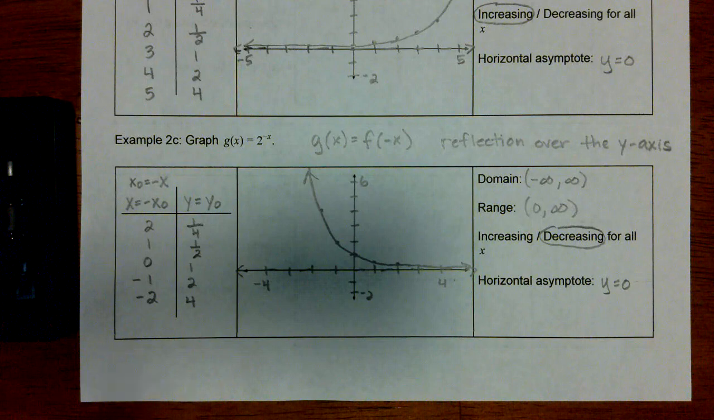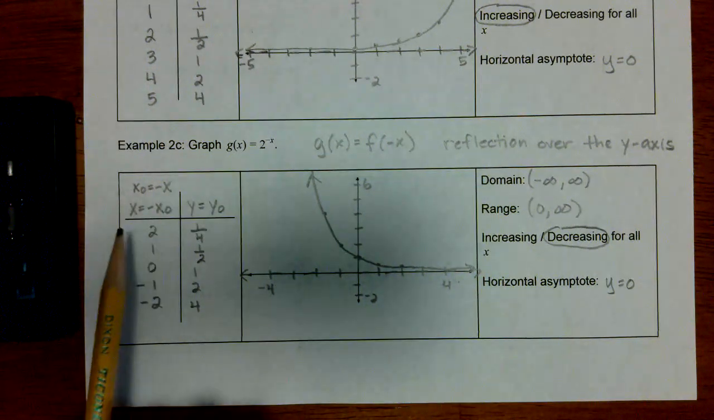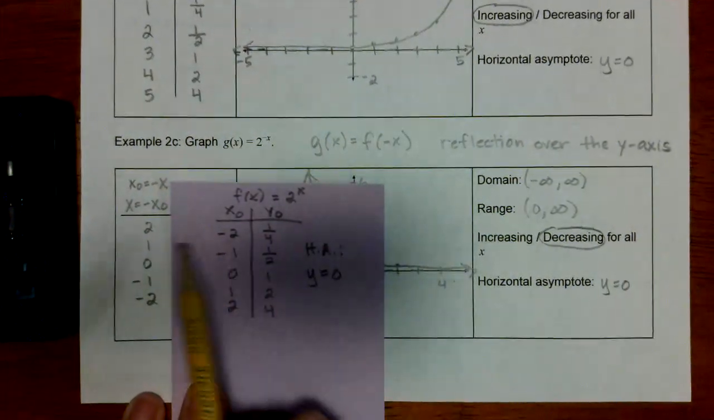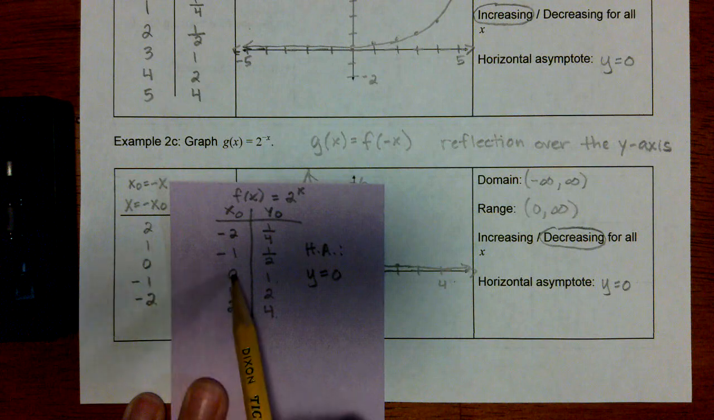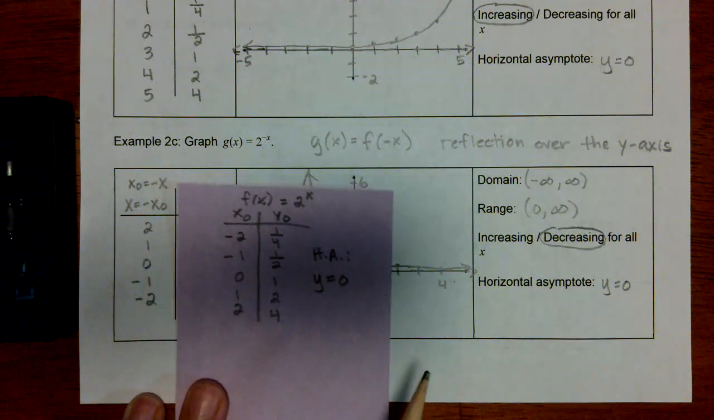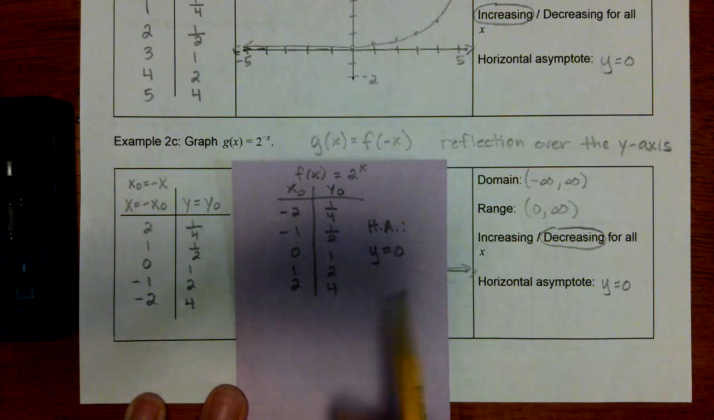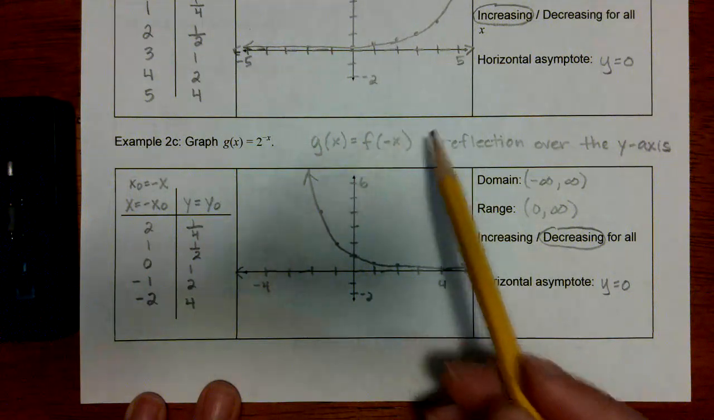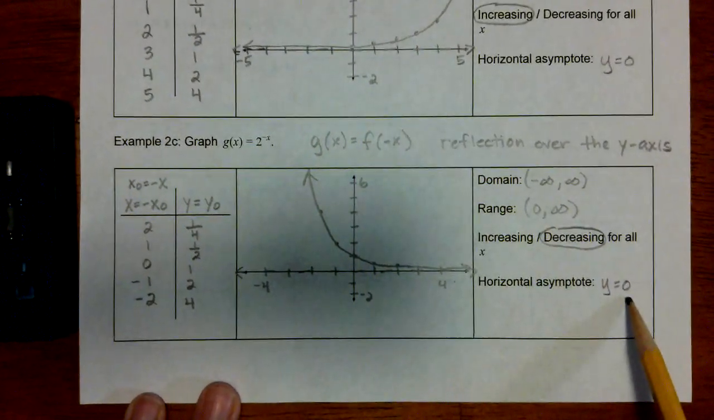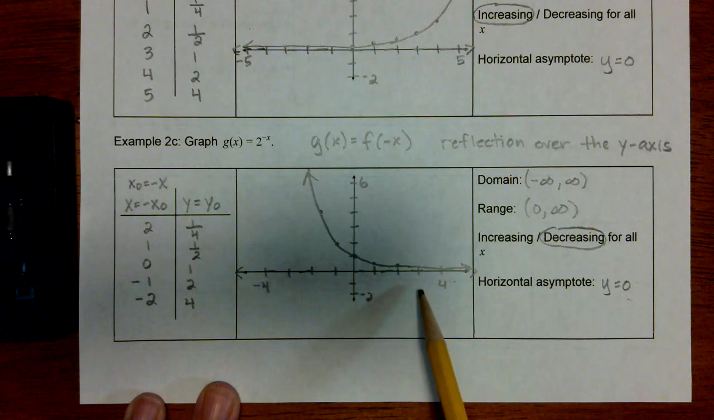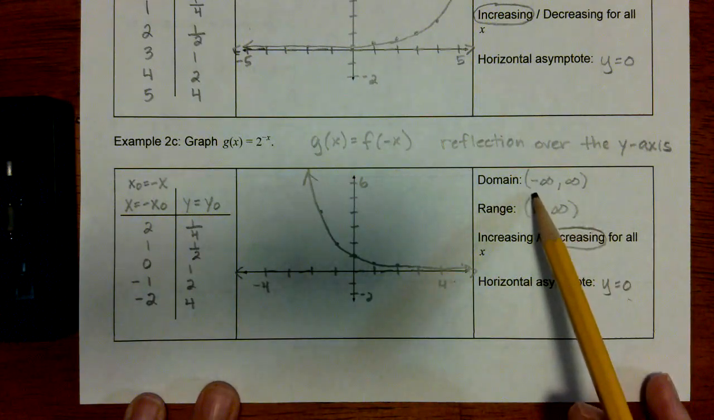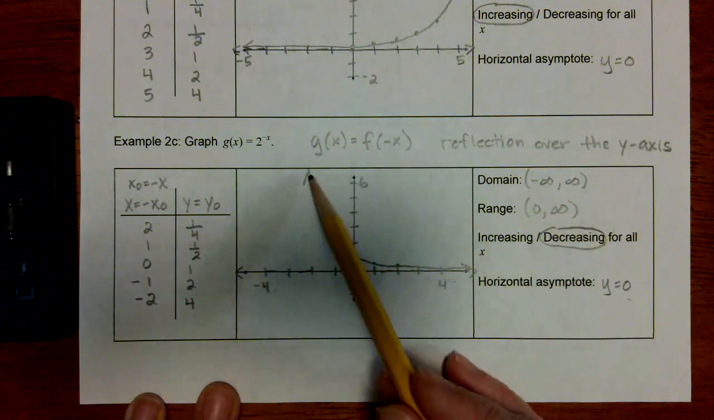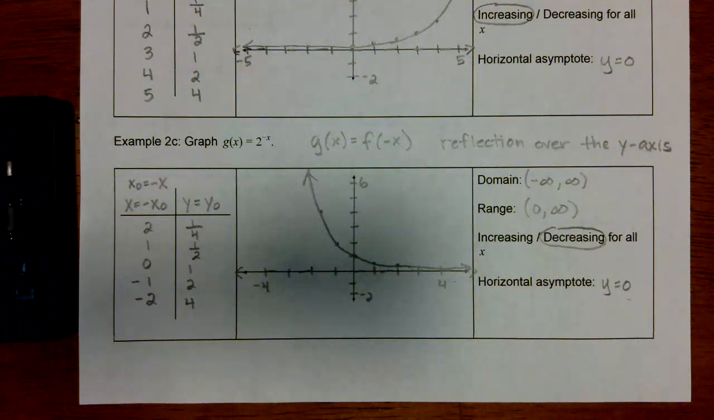Okay, so I found that my original x is now -x. So solving for x, I have the opposite of the original x. So the opposite of -2 is 2, opposite of -1 is 1, opposite of 0 is 0. Similarly for the last two x values. And my y values didn't change at all. I could also see, because I did not have a vertical shift, my horizontal asymptote is going to stay the same. So I plotted my points. I found my domain was still all real numbers. My range was still all positive numbers. And I could see that this graph was decreasing for all x.